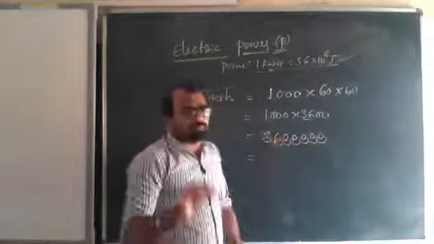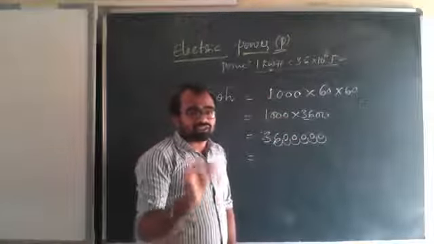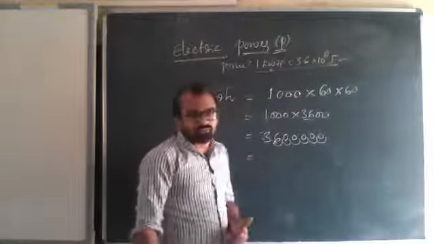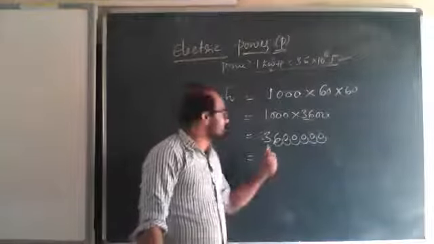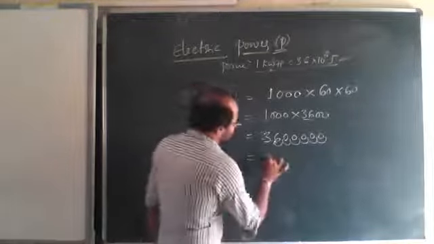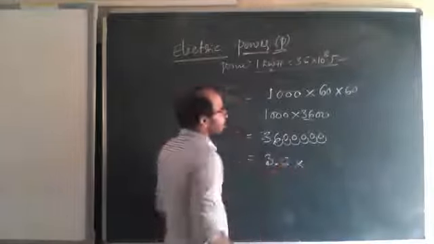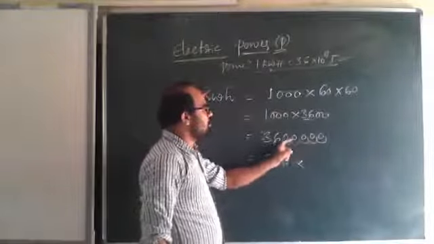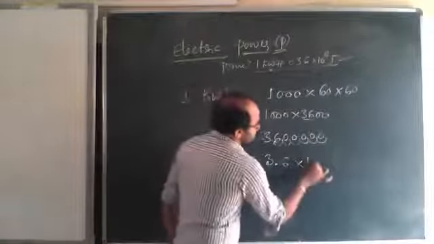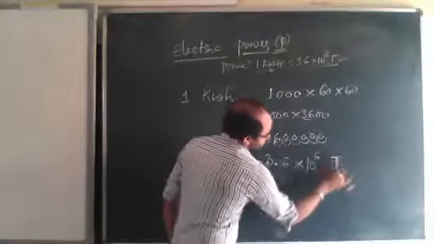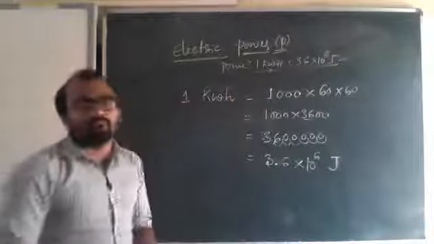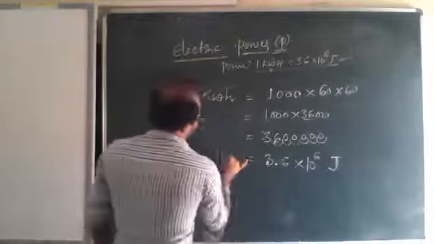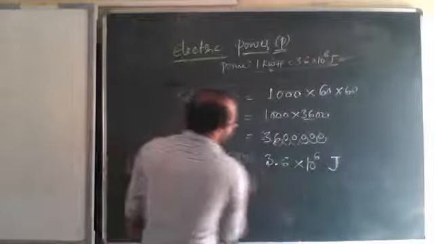Always it is preferred that we should put a point after the first principal number. So that is 3.6 into. How many times have I shifted left? 1, 2, 3, 4, 5, 6. 3.6 into 10 to the power 6 joules. This you should remember. 1 kilowatt hour is equal to 3.6 into 10 to the power 6 joules.